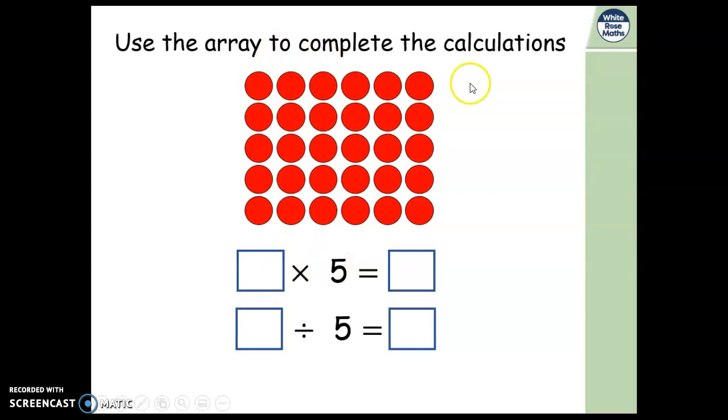Use the array to complete the calculations. So something times 5 equals something. Okay. Now we aren't going to find the answer because we only have one number. So we need to work out these here. Times 5. So we're looking at 5. Now if we look across the rows, that's column, 1, 2, 3, 4, 5, 6. So it's not that way. 1, 2, 3, 4, 5. So we've got 5 here.